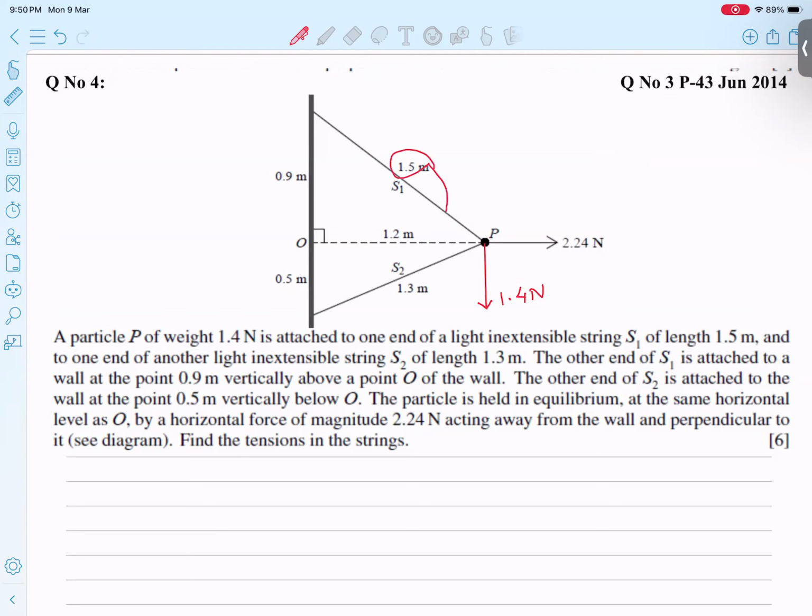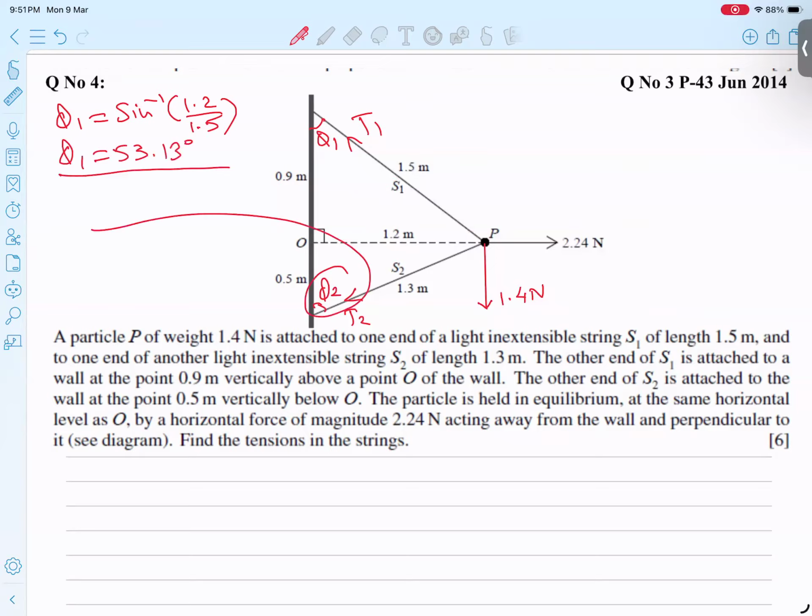Let's talk about this situation. 1.5 and 1.3 are not equal, so they are different. This is angle theta 1, and I call this force T1, and this is theta 2, and this I call tension 2. How do we get theta 1? I use SOHCAHTOA, opposite by hypotenuse. So theta 1 equals sine inverse of 1.2 over 1.5, and we get 53.13.